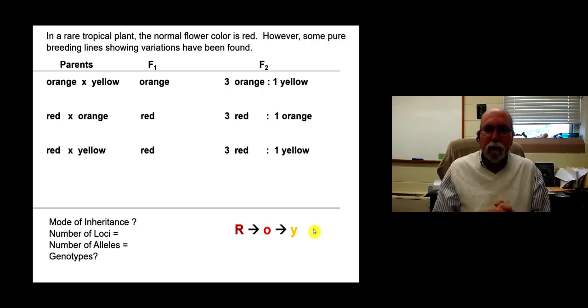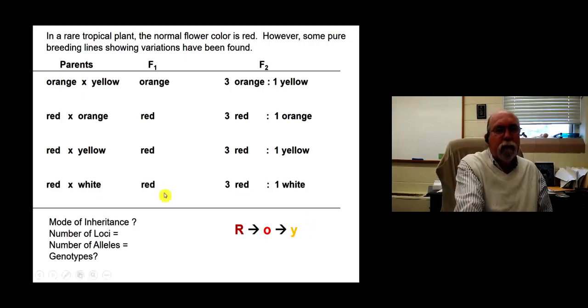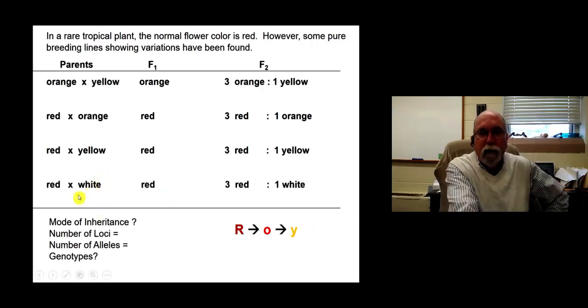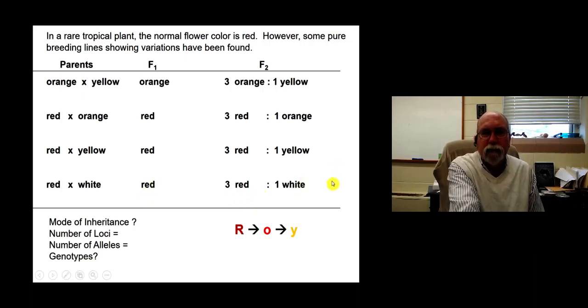Okay. All right. Well, you're raising these plants, you really like them. You go to a plant show, and sure enough, there's another color there. Turns out that there's a white one that people have. And so you go home and you cross your pure breeding red with this pure breeding white, you get red. And now you get a 3-to-1 of red to white. You go, wow, okay, that's interesting. So now it looks like I've got a third allele, white.